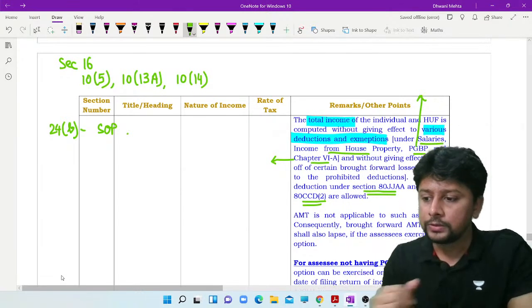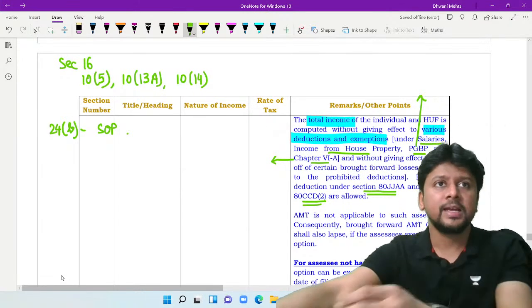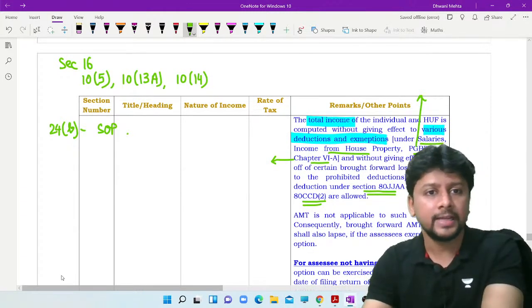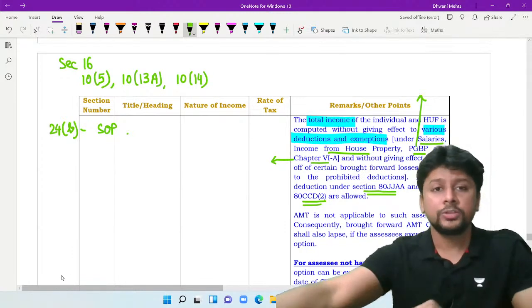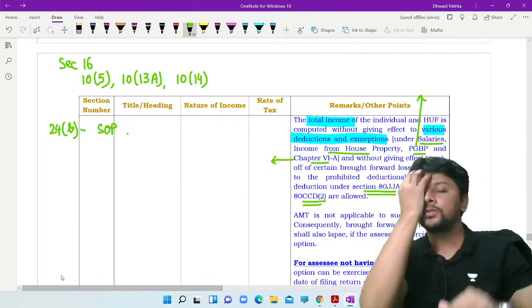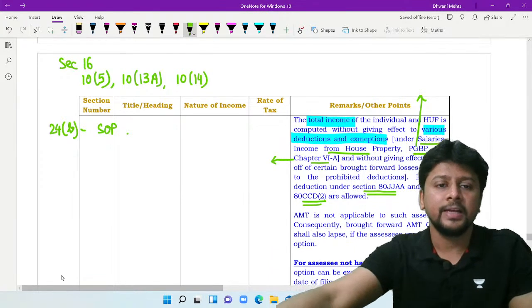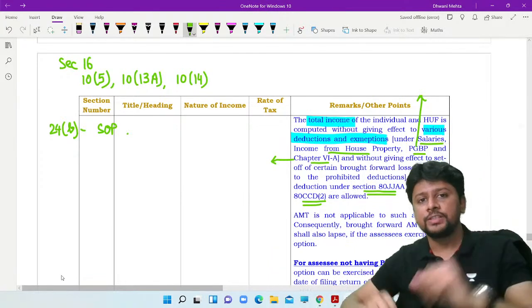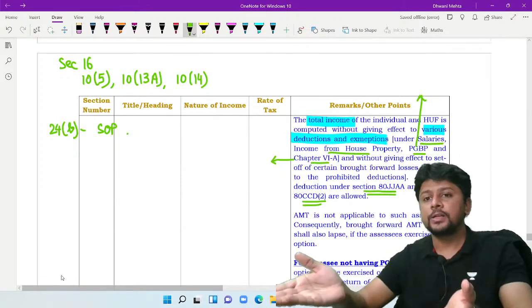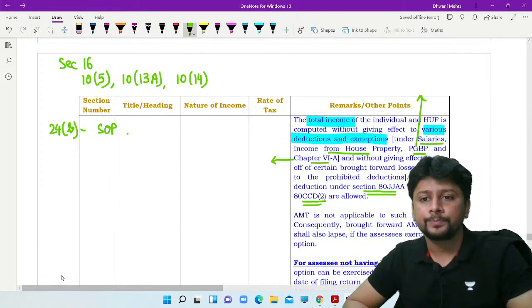People take housing loans so that they can get a deduction of interest. That deduction is denied. People take house rent allowance from their employers so that they pay rent and they get exemption. All of this is denied. Your total income gets computed at such a high amount.